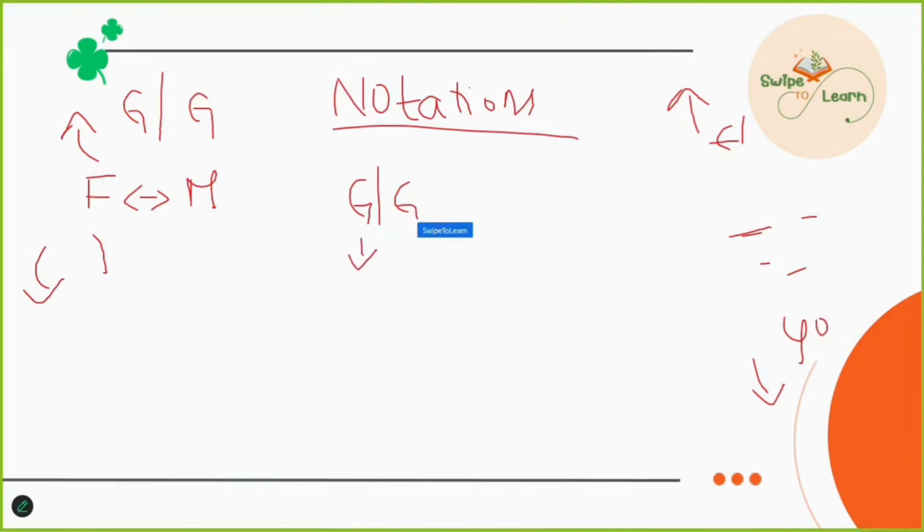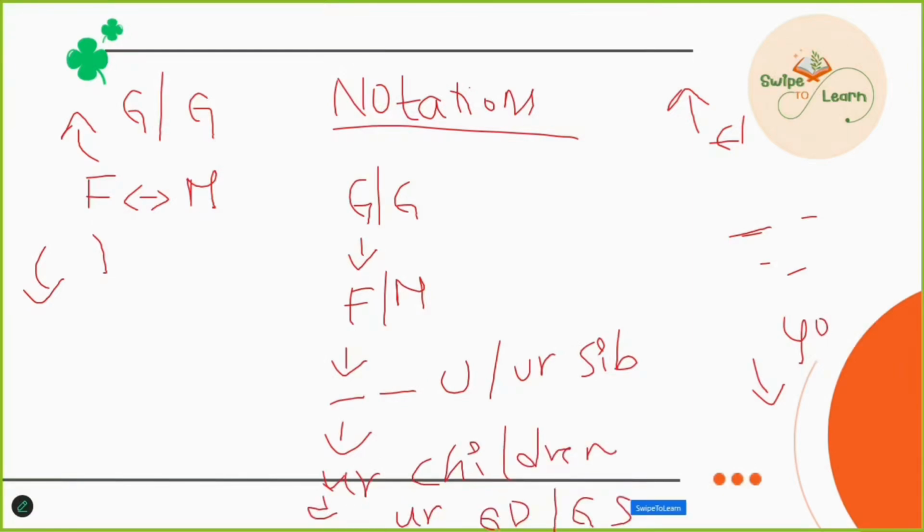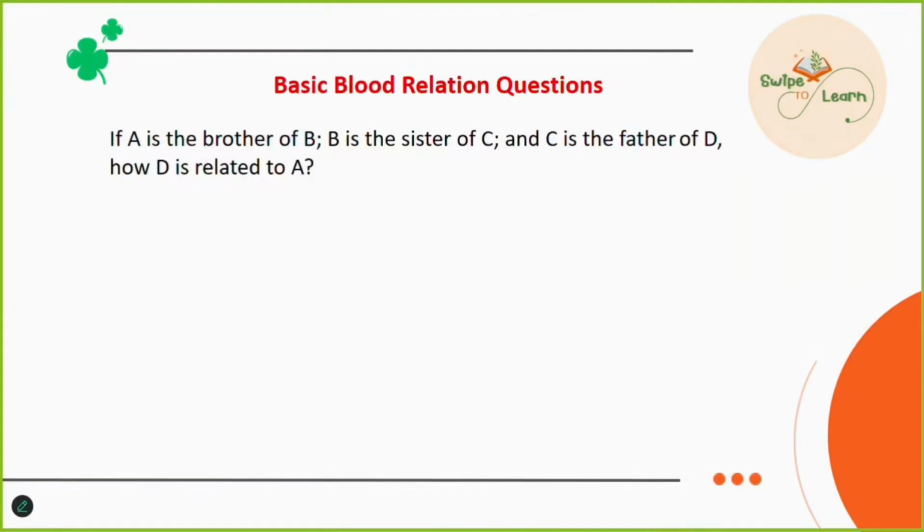So the first relation would be a grandmother or a grandfather. Then your father or your mother. Then you, or your sibling. Then your children. And below your children you'll have your granddaughter or your grandson. So this is the basic structure of a blood relation concept. Elder ones are placed at the top and the younger ones are placed at the bottom. So let's get started with simple questions on this topic of blood relations.